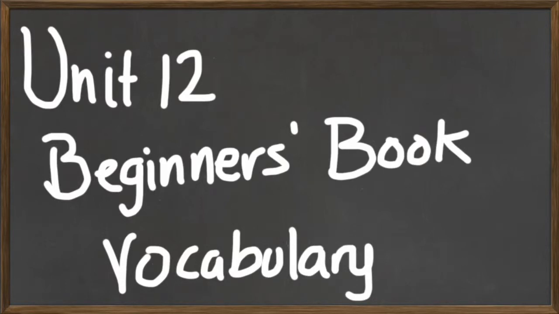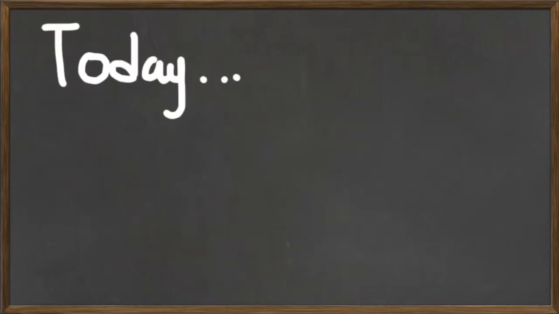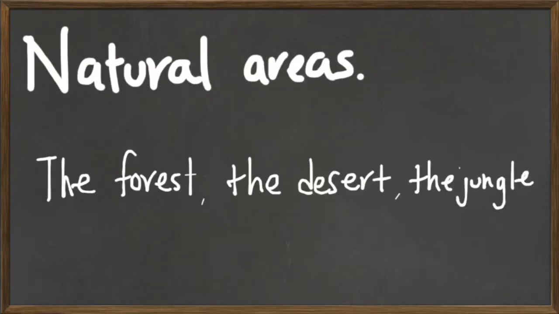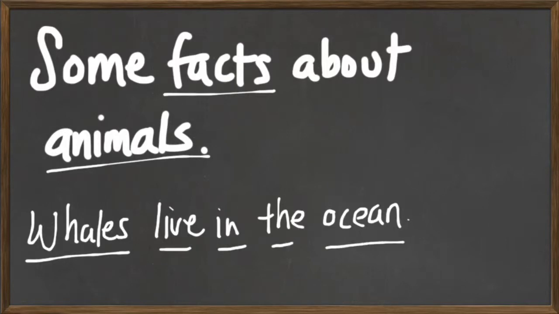Today we're going to be talking about vocabulary for our beginner's book, and we will be covering Unit 12. Let's begin. Today we're going to be talking about, number 1, animals, for example, fox, whale, or rat. Also, we will talk about natural areas, such as the forest, the desert, or the jungle. And finally, we are going to give some examples about animals and some facts. For example, whales live in the ocean. Let's start.